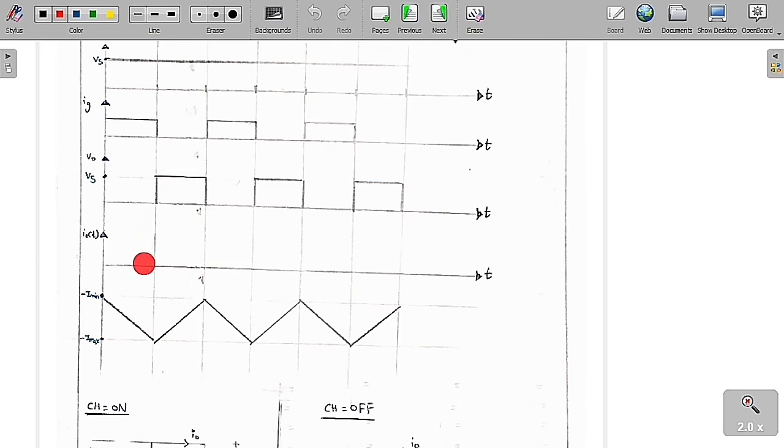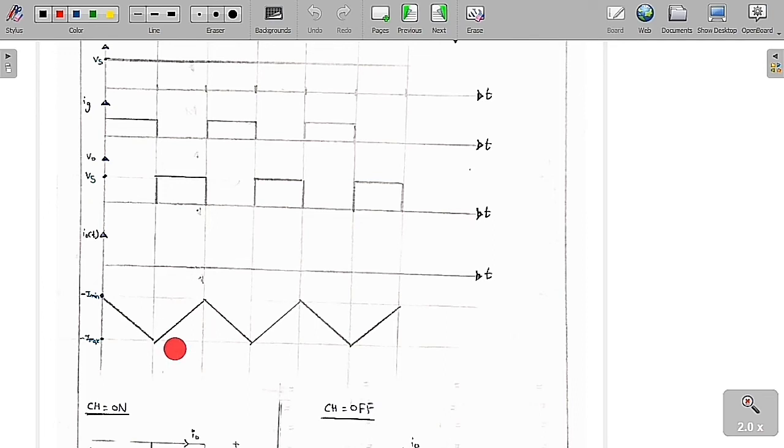So whenever the chopper is on, the inductor is going to get discharged, or we can say the inductor is going to get charged in the negative direction. Therefore, the inductor charges in the negative direction, so the current is going to increase. The current is going to increase in the negative direction.